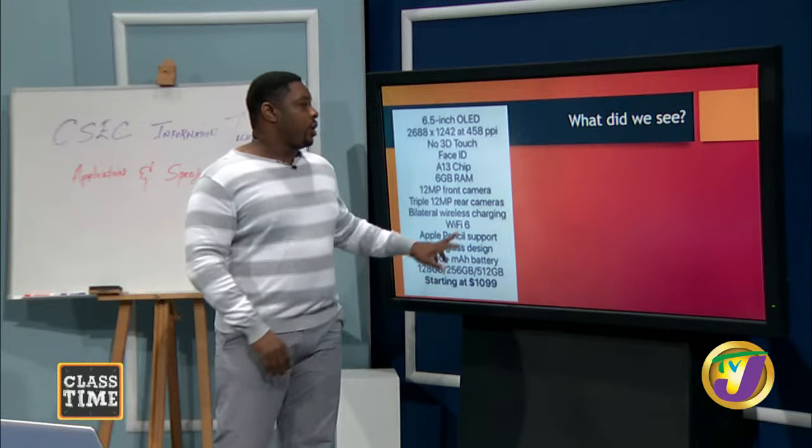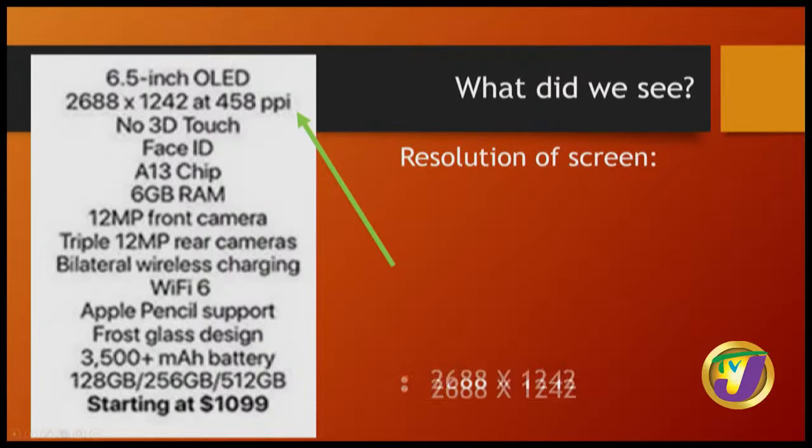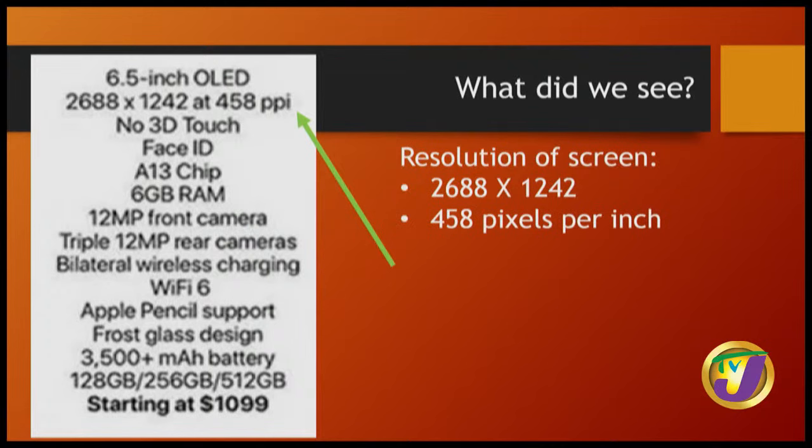All right, and then we also see the resolution of the screen. And this resolution comes at 2688 by 1242. Now that is pretty high in our arena. And I think it is called retina display in some respect. And then we see this 458 pixels per inch.